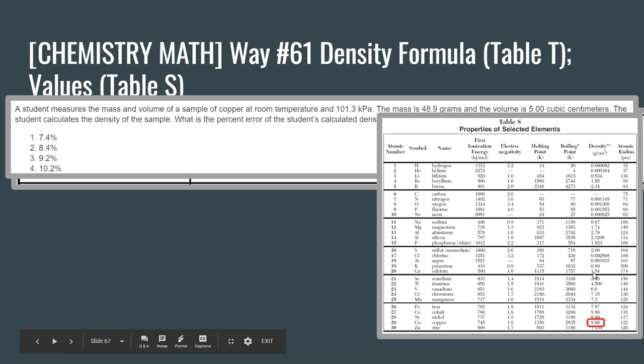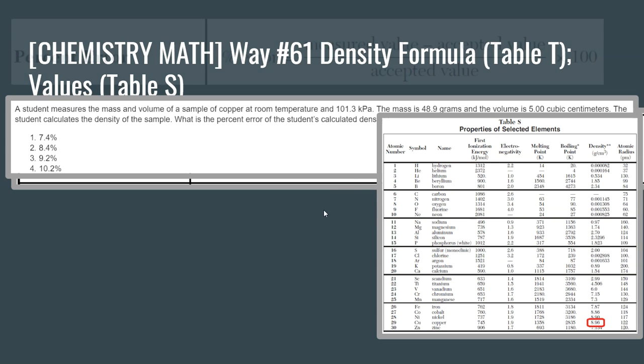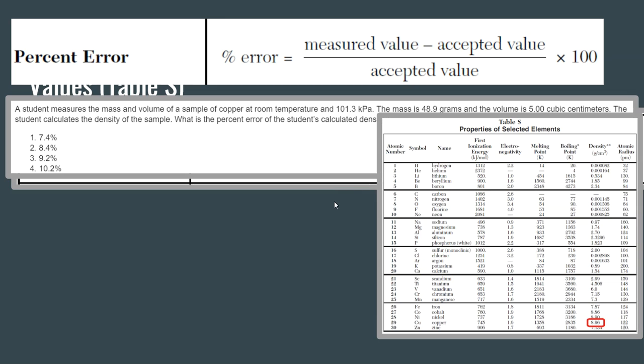If this is the actual density of copper, you need to calculate the measured density of copper. If you measure 48.9 grams in a volume of 5 cubic centimeters, you're going to need to calculate the density. You'll also then need to apply the percent error formula, which takes your measured value minus your accepted, divided by your accepted, times 100.